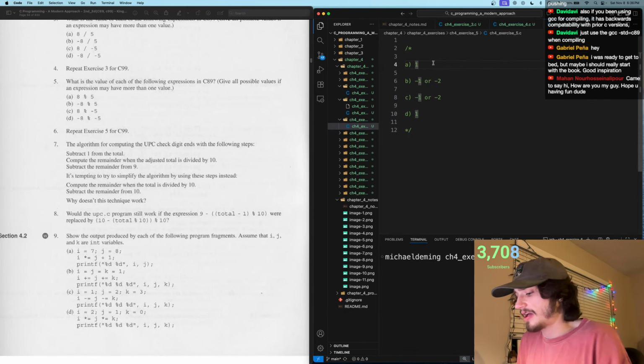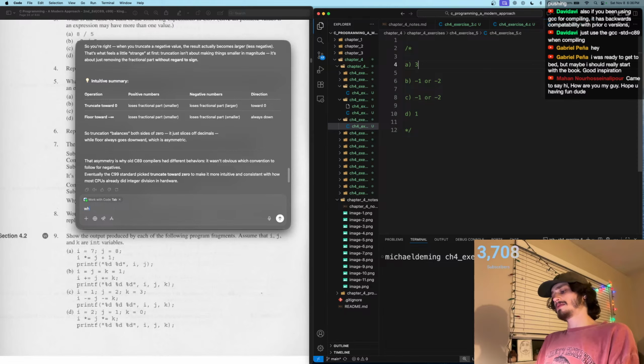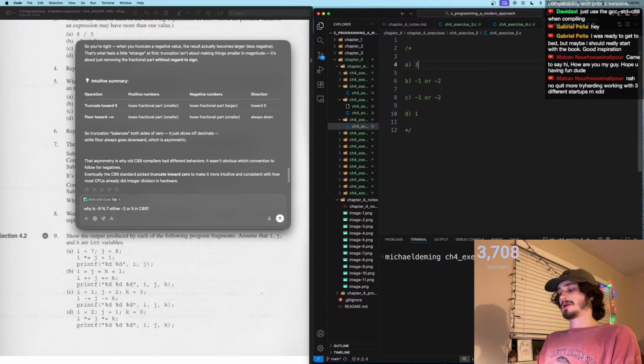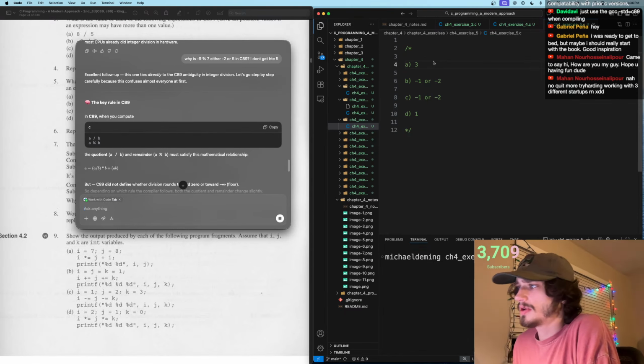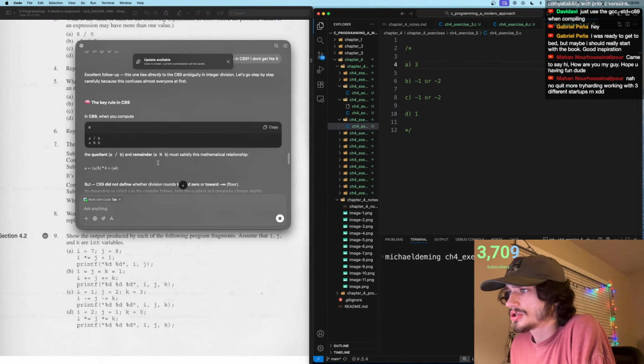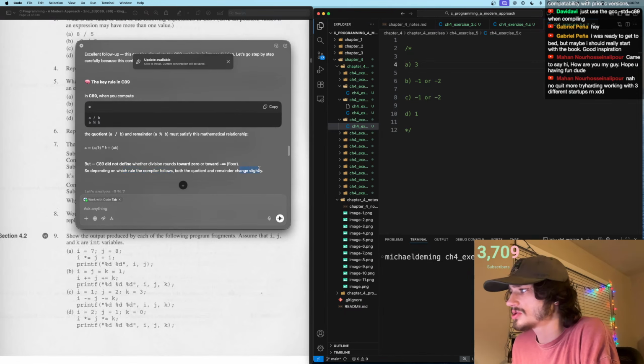Now, I'm going to have to ask, why is negative 9 modulo 7 either negative 2 or 5 in C89? I don't get the 5. When you compute this, it must satisfy the mathematical relationship of this. But C89 did not define whether divisions round towards 0 or toward negative infinity (floor), so depending on which rule the compiler follows, both the quotient and remainder change slightly.